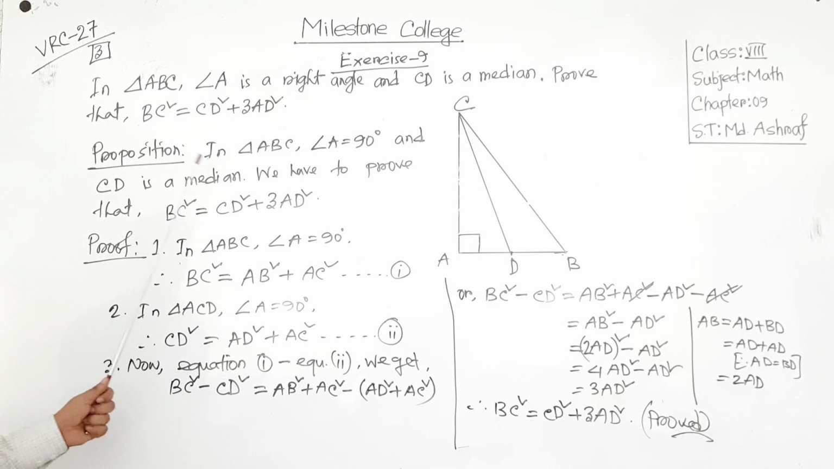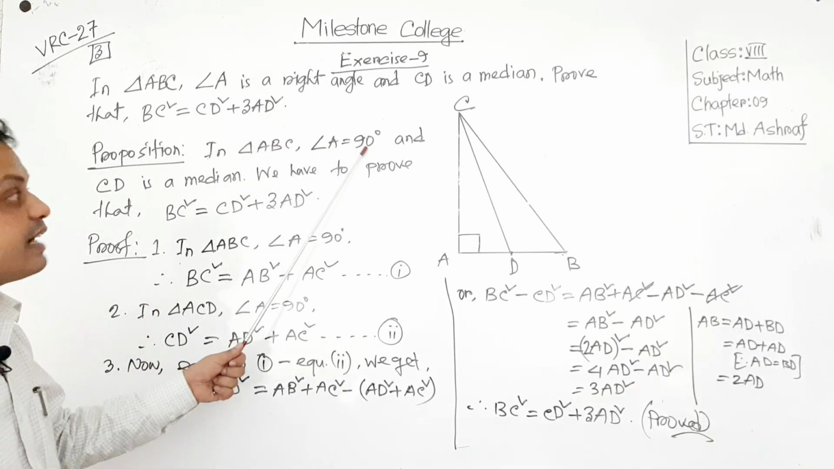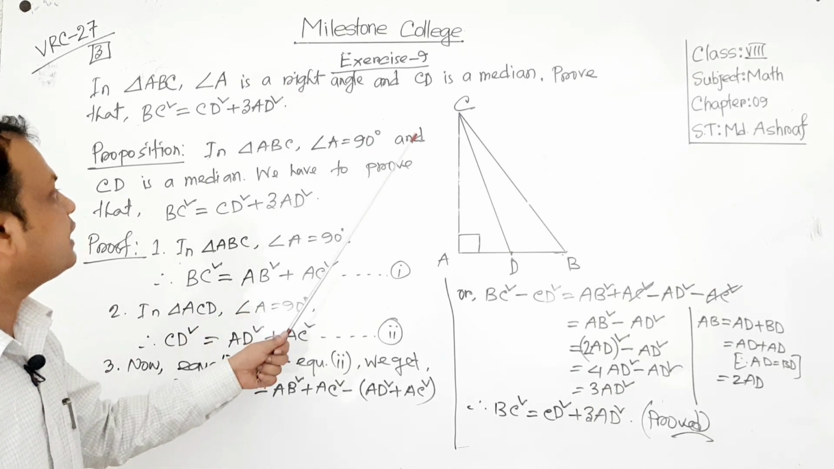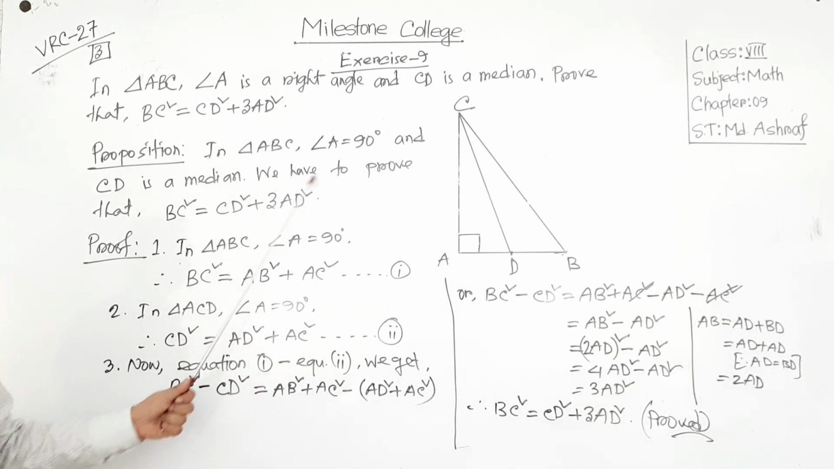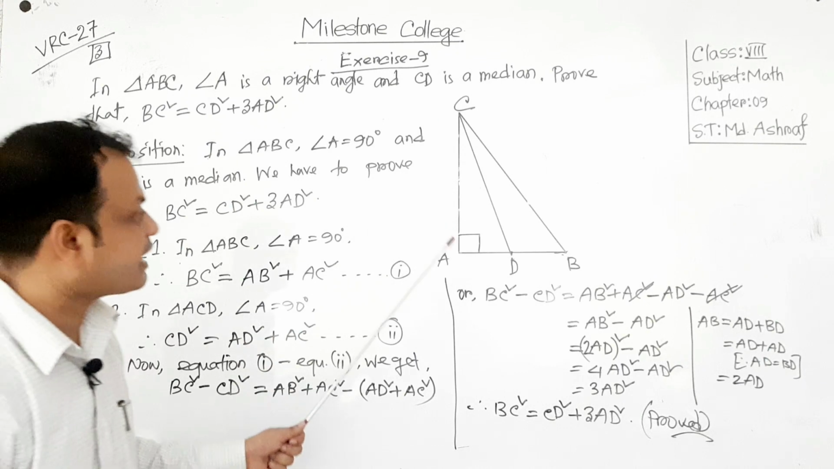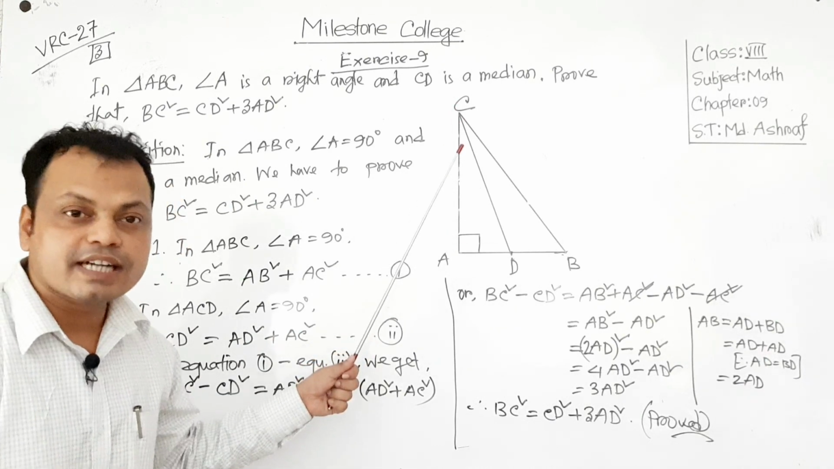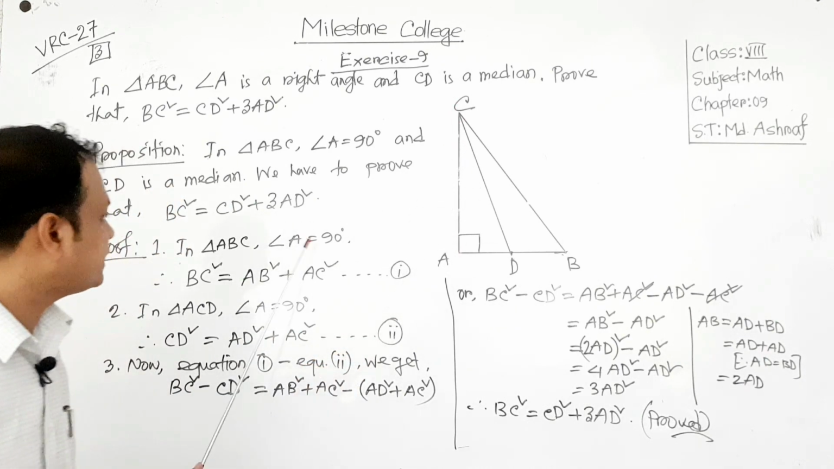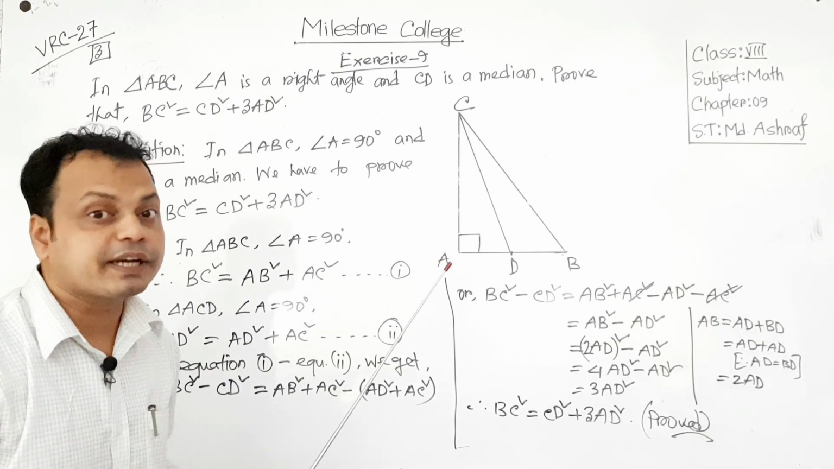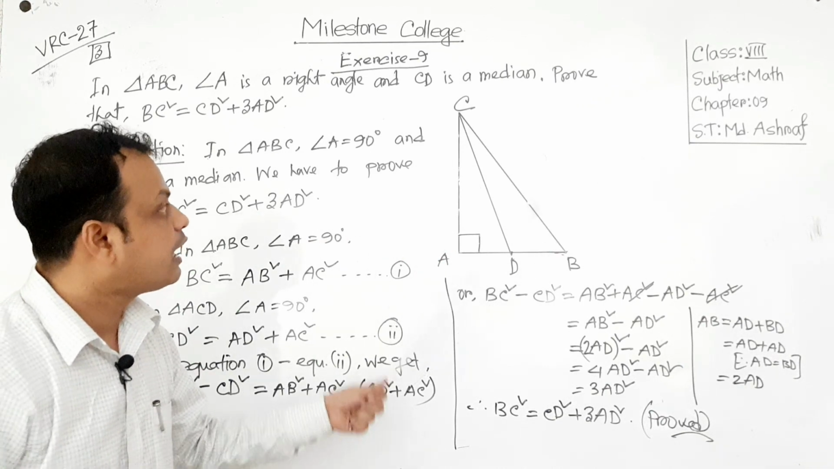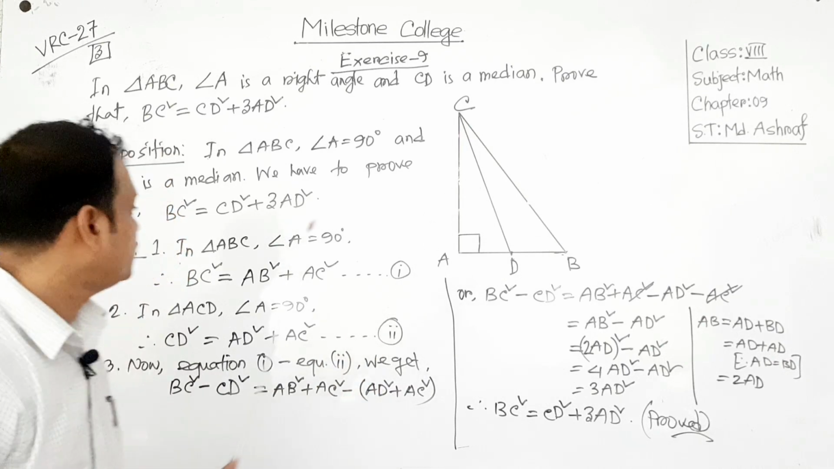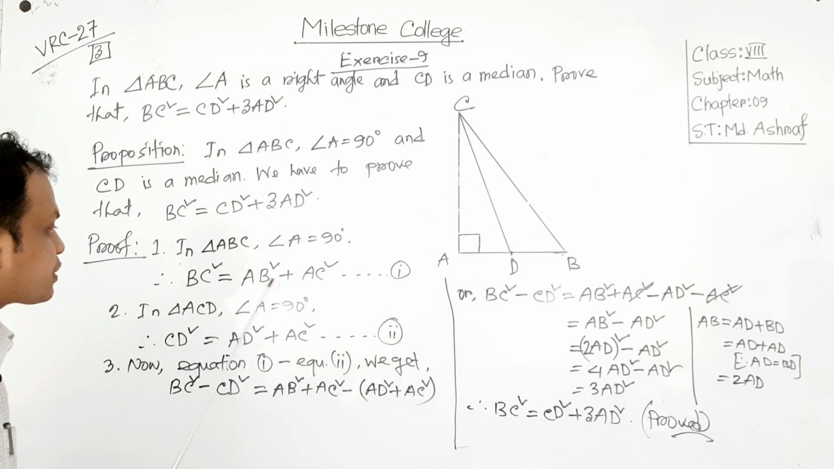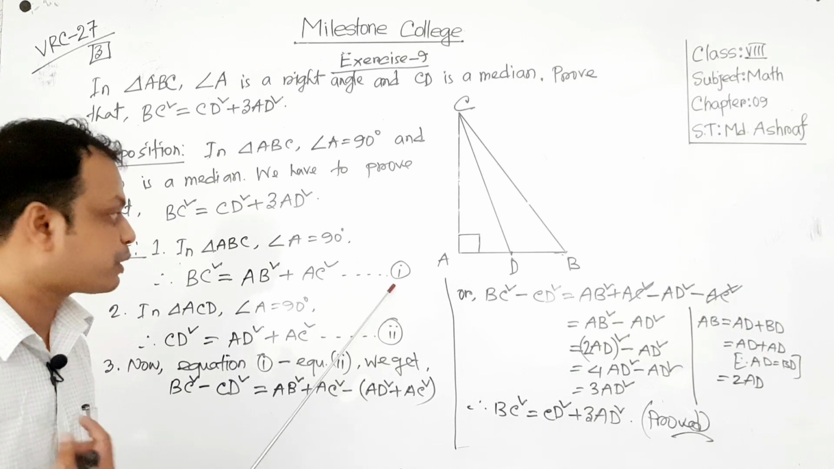Then we write the proposition from the question. In triangle ABC, angle A is 90 degrees, that means one right angle is given, and CD is a median. We have to prove that BC square equals CD square plus 3AD square. So this is the proposition. Now consider the triangle ABC. ABC is a right angle triangle and angle A is 90 degrees. That means we can apply the Pythagoras theorem. So what is the Pythagoras theorem? Hypotenuse square, that means BC square, equals the sum of the squares on the other two sides, that means AB square plus AC square. This is equation number 1.